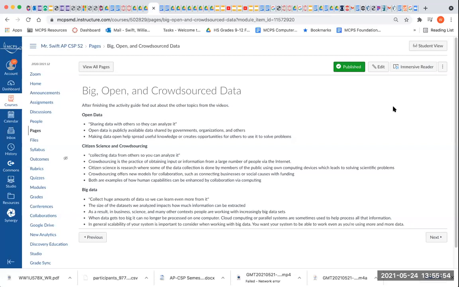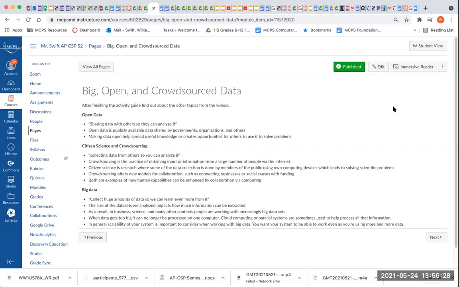Big data collects huge amounts of data so we can learn even more from it. The size of the data sets we analyze impacts how much information can be extracted. As a result, in business, science, or many other contexts, people are working with increasingly big data sets. When a data set gets too big, it can no longer be processed on one computer. Cloud computing or parallel systems are sometimes used to help process all the information.